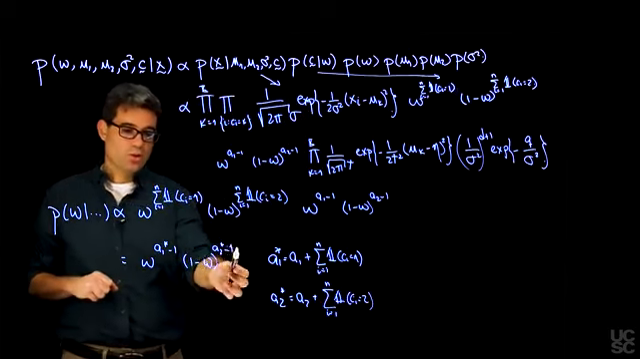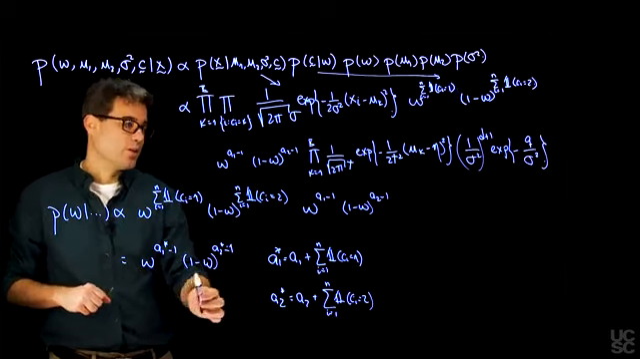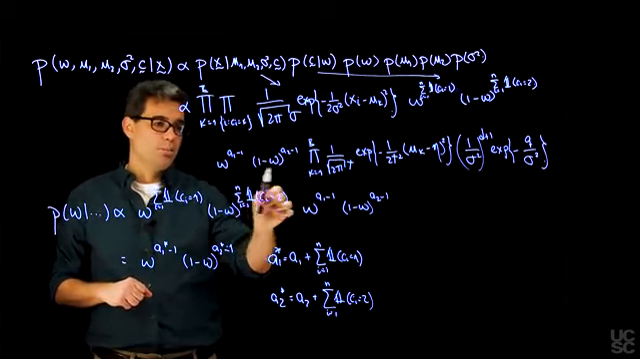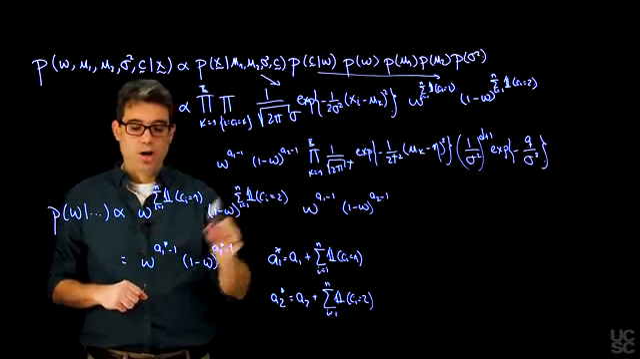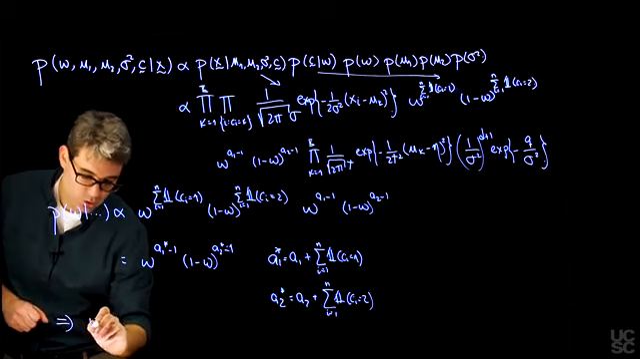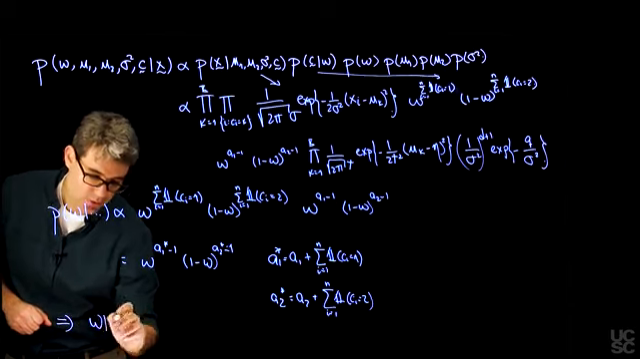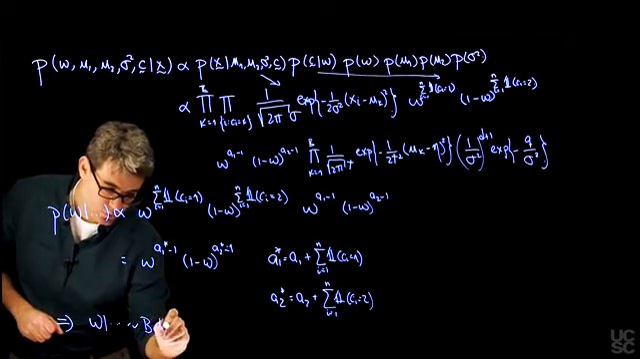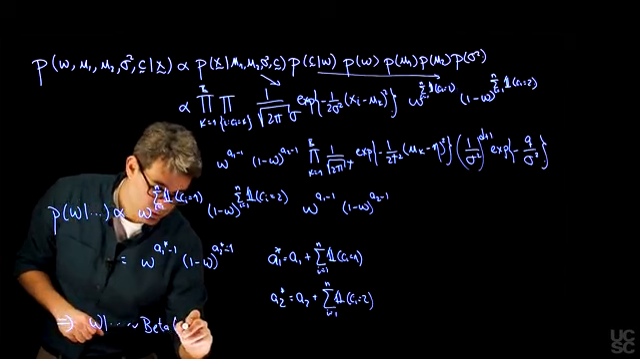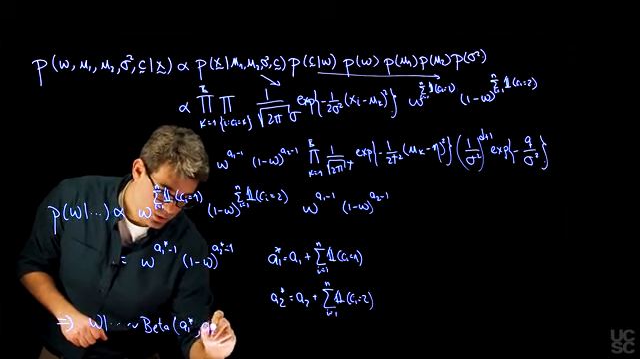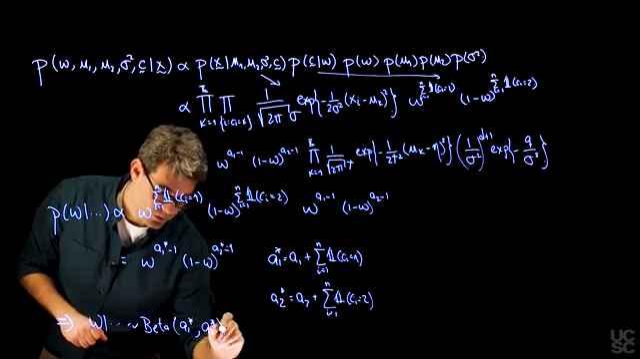So we can recognize this kernel here as exactly the same kernel of the beta distribution that we used as a prior. So that just means that the full conditional of omega, given the rest of the parameters, is a beta with these updated parameters, a1 star and a2 star.